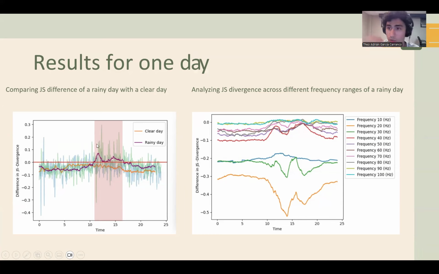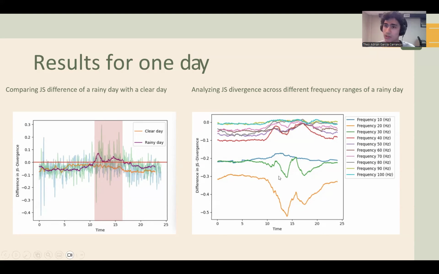So we see that when the rain starts on the rainy day, the KL, the Jensen-Shannon difference, sorry, starts to go up and then seems to go back to how it was behaving previously, and we don't see this behavior on a clear day. So as a reference point, we do see that the rain seems to have an effect on the differences in these Earth responses, which is a good indicator that our metric could work.